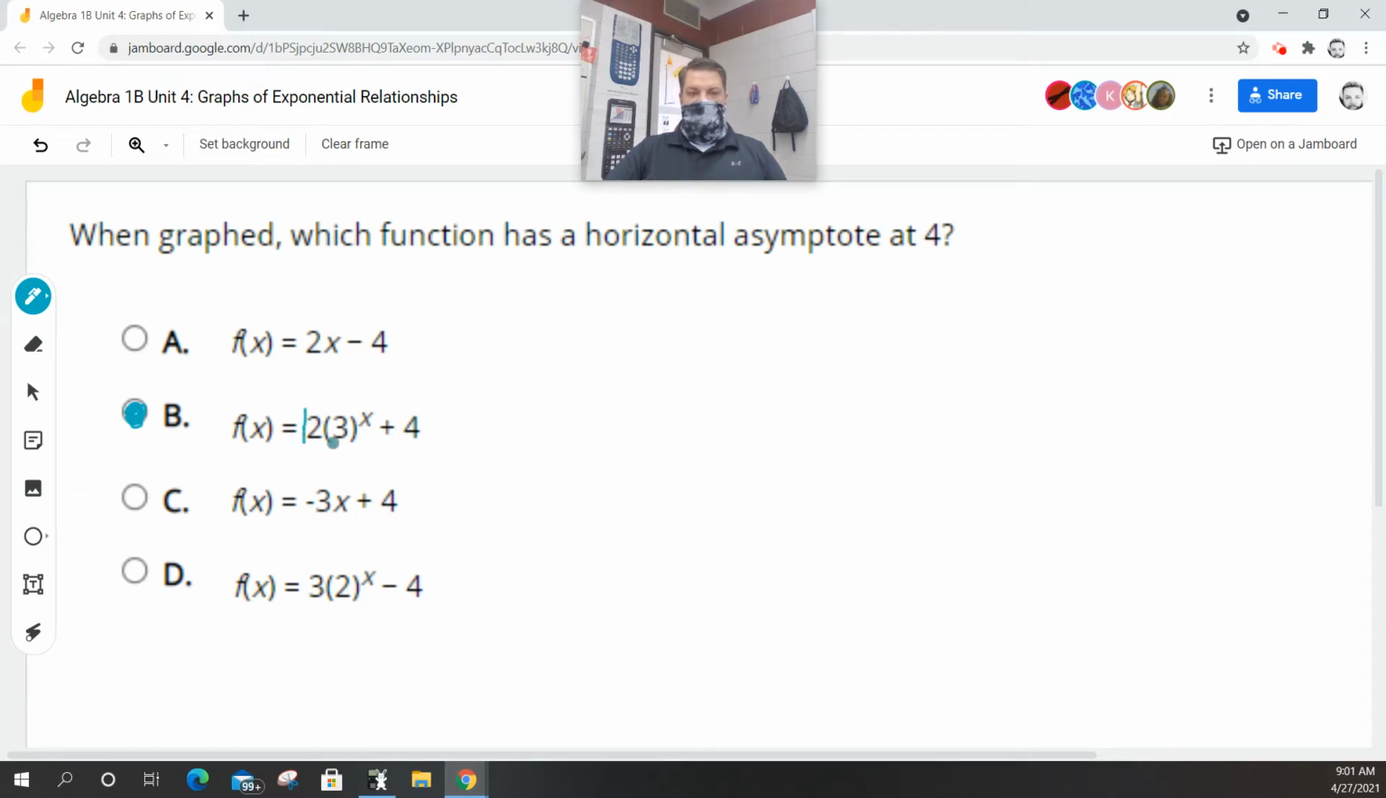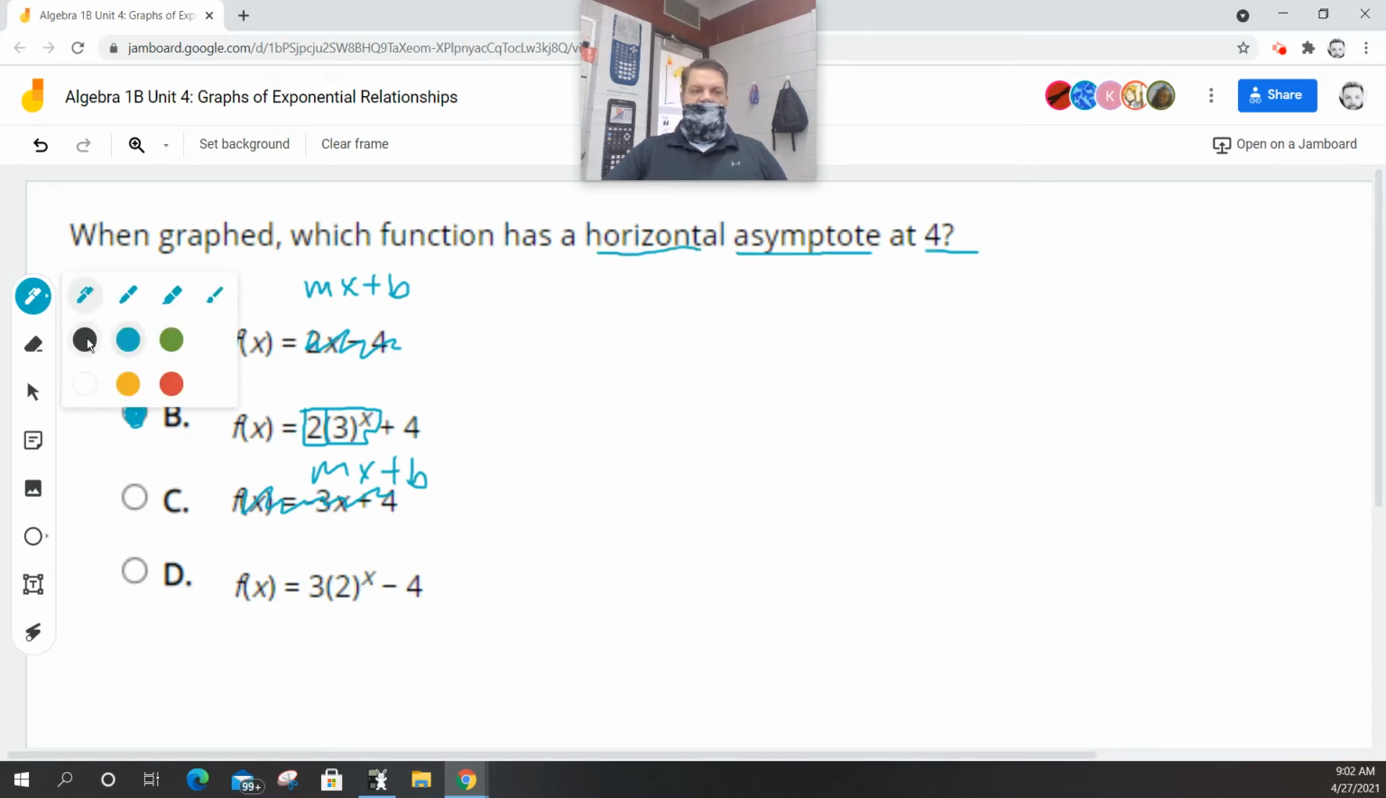At some point, my x is going to be negative. And when that's negative, this part right here, the 3 raised to the x, becomes 1 over 3 raised to whatever that negative value is. This is linear, so this isn't going to have asymptotic behavior because this looks like y equals mx plus b. That's going to be a line. It's not going to have asymptotic behavior. This one's linear again, mx plus b. It's linear, so it's not going to have a horizontal asymptote at 4.